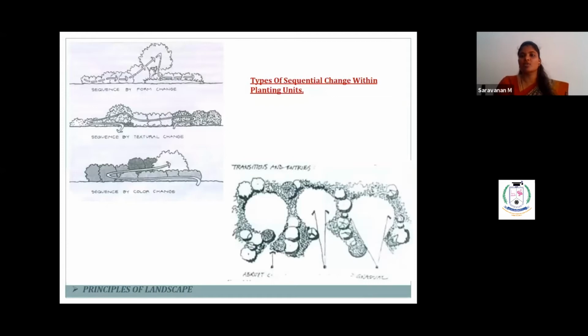These are the types of sequential changes within the planting units. This one is sequenced by form change. You can see the height difference and the form. This is by texture, and this is due to color. And these are the various types of transition and entries.